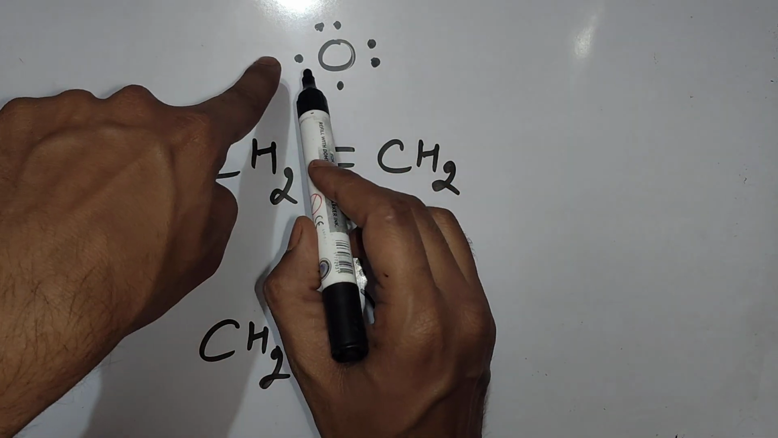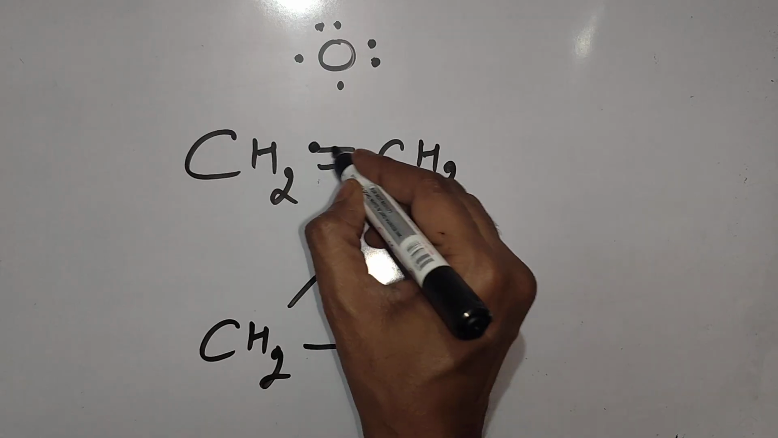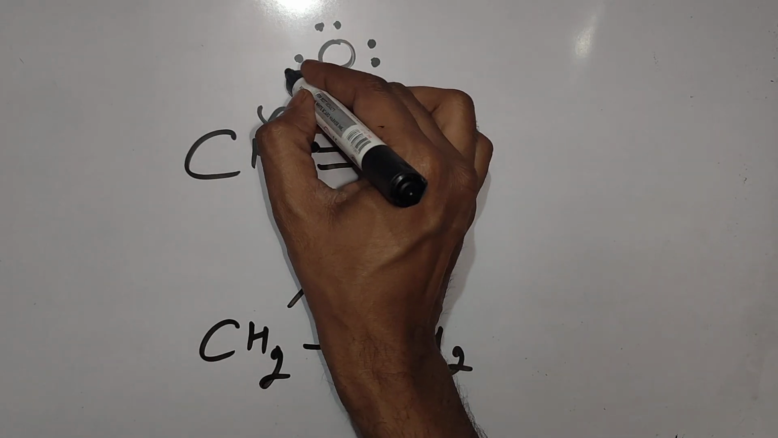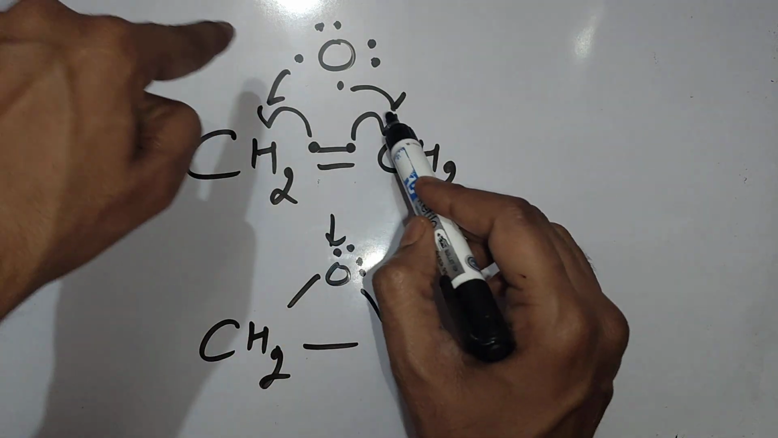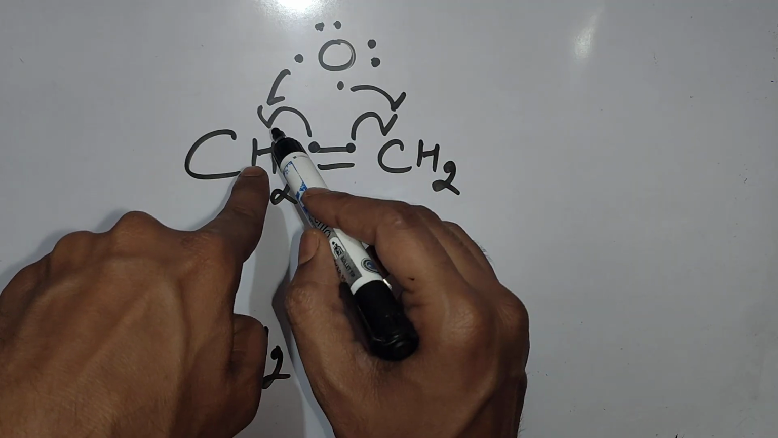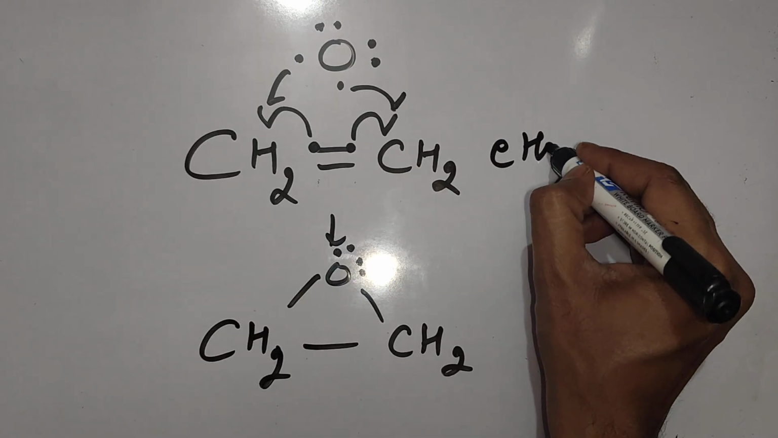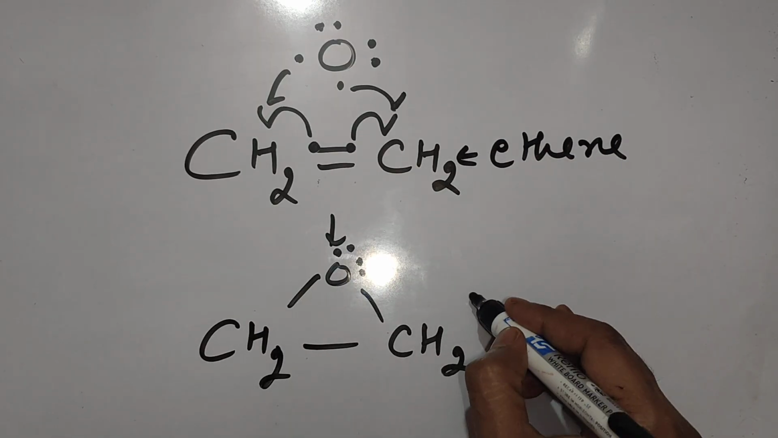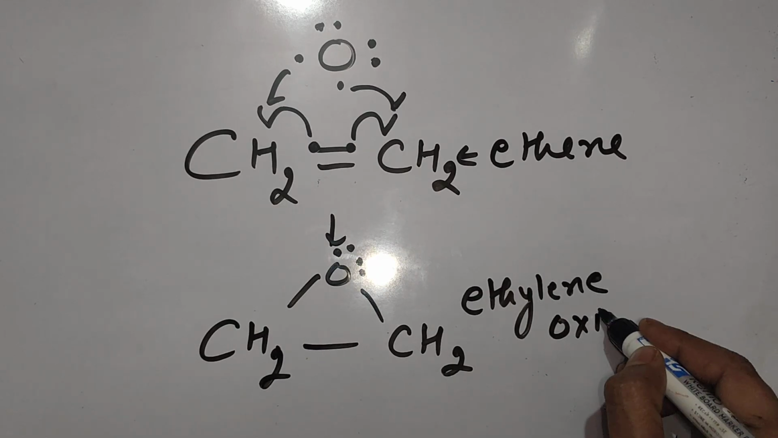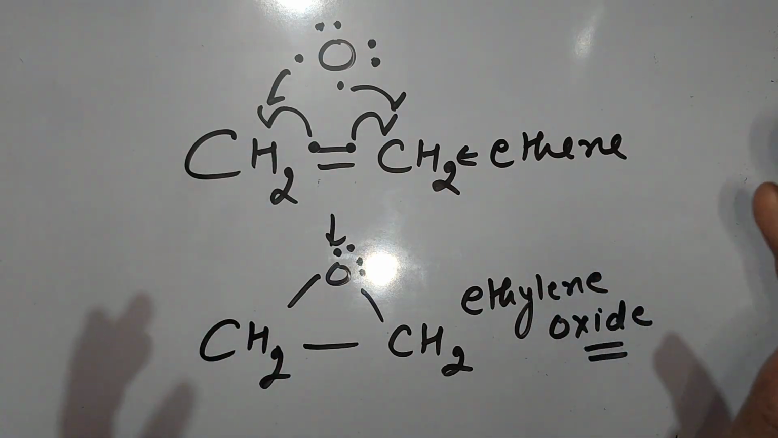In normal condition, oxygen has one unpaired electron. With that unpaired electron, it will make a bond with carbon like this. One electron of carbon on this side, one electron of carbon on this side, they will share it and a covalent bond will be generated. This is ethene, and this is ethylene oxide. Because oxygen is inserted here, we call it ethylene oxide.